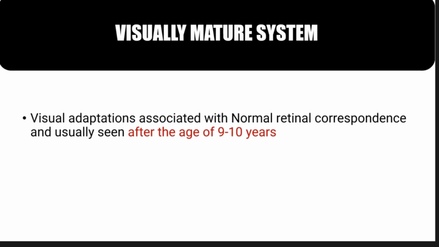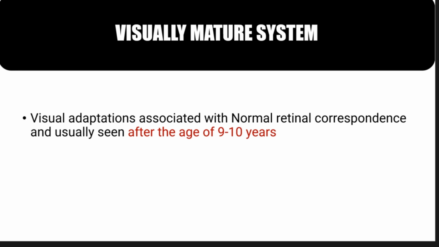Let us talk about the adaptations that happen in a visually mature system. So what do I mean by this term? So basically these are the patients which were normal, or they had normal retinal correspondence or binocular single vision up to the age of 9 to 10 years, right? So this 9 to 10 years is actually a sensitive period wherein the brain is actually pliable and various other adaptations can take place, okay, which we are going to talk about later. But these patients were actually normal up to the age of 9 to 10 years.